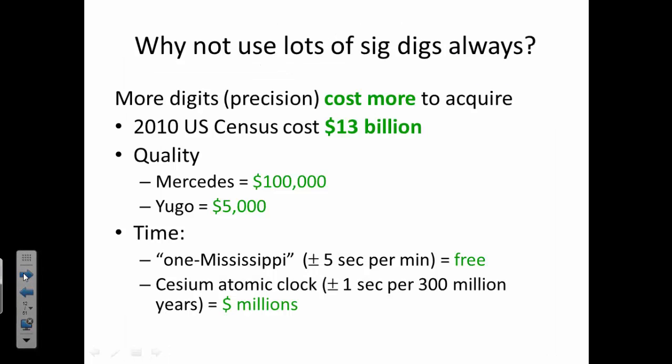So why not always use tons and tons of significant digits? Why not just get really good equipment? Well, the equipment costs money. If you don't need 10 digits of accuracy, you don't want to waste the money on trying to buy it, because accuracy costs money, or precision costs money. For example, to guesstimate that there's 300 million people in the U.S. versus know exactly the 9 digits costs us $13 billion in 2010 to count every person in the United States.